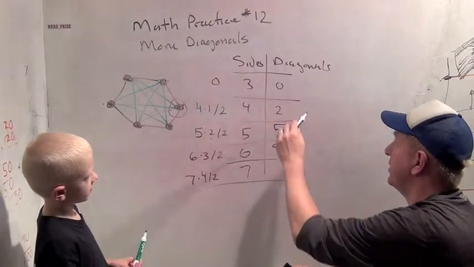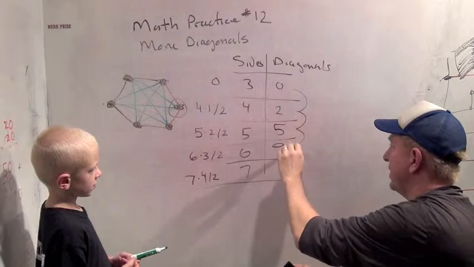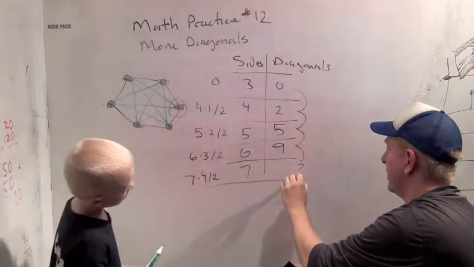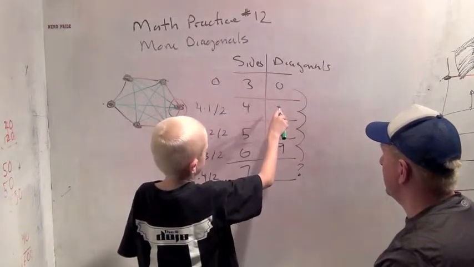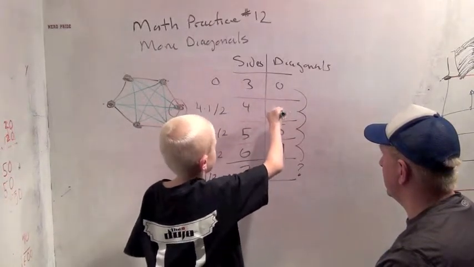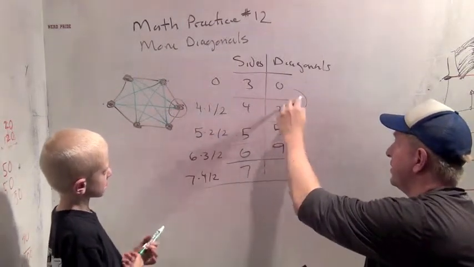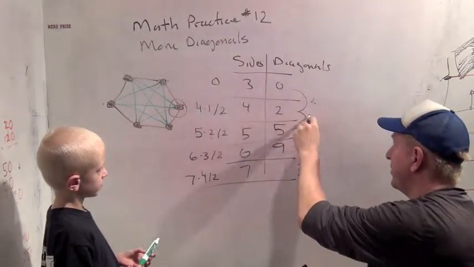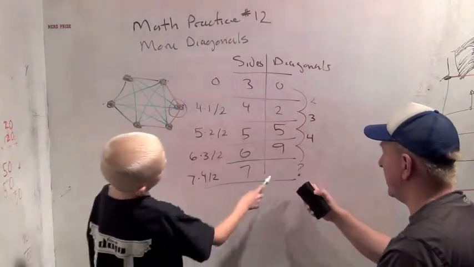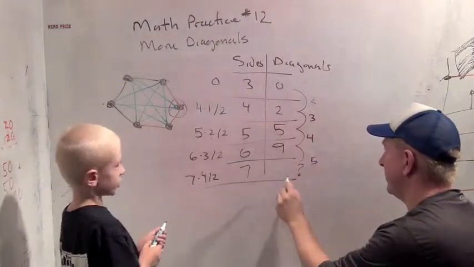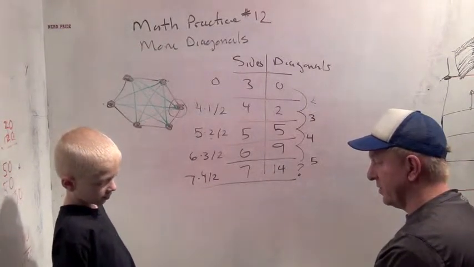Let's see if we can see a pattern here. Where we go from 0 to 2, then to 5, then to 9, then to unknown. Do you see a pattern? 0, 2, 5, 9? Distance 2 here, distance 3 here, distance 4 here. Ah, interesting. So here you add 2, here you add 3, here you add 4, so you think you're going to add how much? 5 to 9, which is 14. 14. And what's 14 times 2? 14 times 2 is 28.